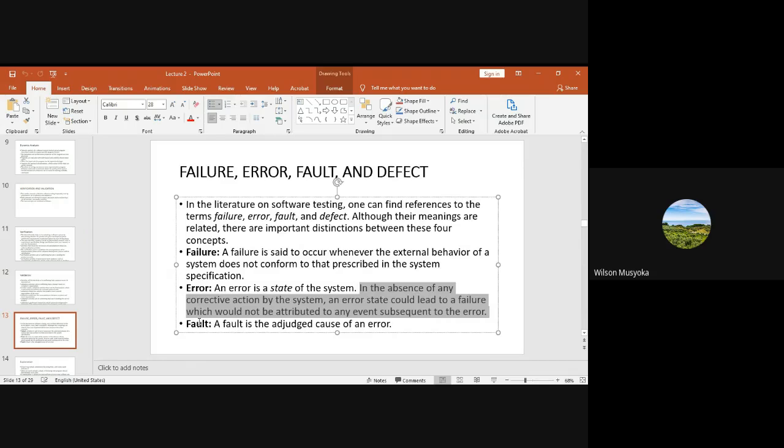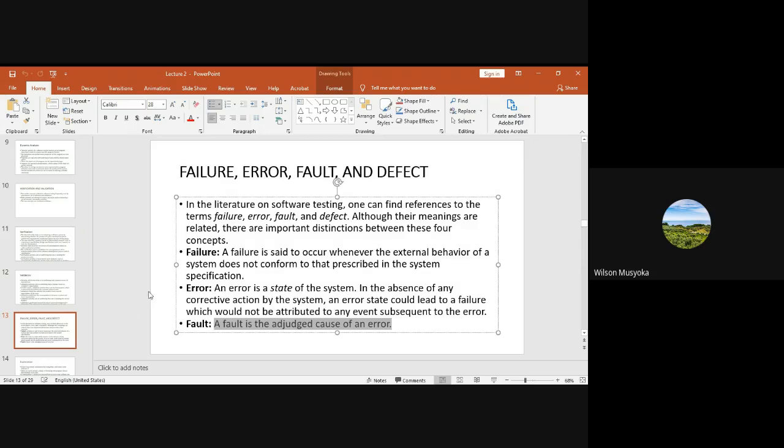Now, a fault is the adjudged cause of an error. A fault is that aspect of the system, or that component in the system, which is causing an error to occur. So it could be a problem with the algorithm, with the solution giving process which occurs in the system.